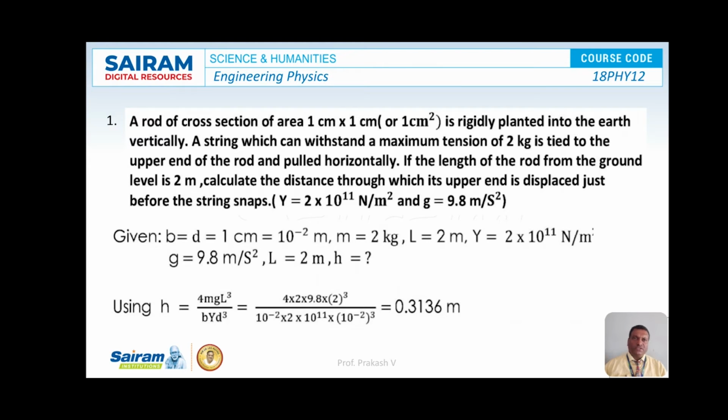So what is the value of h according to this problem? The formula for calculating h is 4 m g L cube by Y b d cube. So substitute the values of m g L cube and Y b d cube here. That is 4 into 2 into 9.8 into 2 cube divided by 2 into 10 to the power of 11 into 10 to the power of minus 2 into 10 to the power of minus 2 whole cube. So on simplification, the value of h is calculated as 0.3136 meter. So this is the solution for this problem.